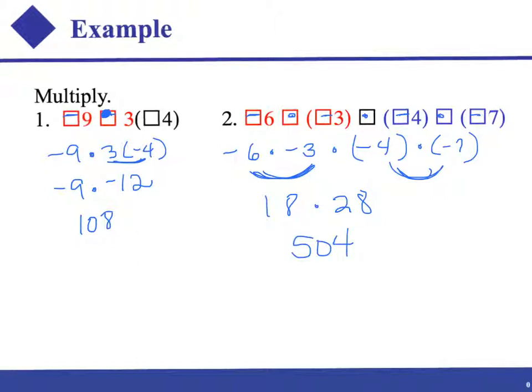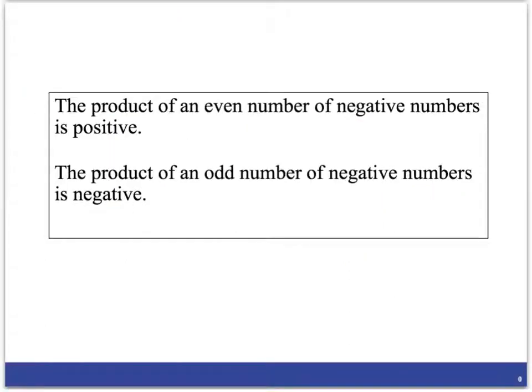And I could have looked at the problem to begin with and realized that my answer was going to be positive, because how many negative signs did I have in problem number 2? I had 4, and 4 is an even number, so therefore it's going to be positive. So quick summary, the product of an even number of negative numbers is positive, and the product of an odd number of negative numbers is negative. Same thing I've been saying the whole time.